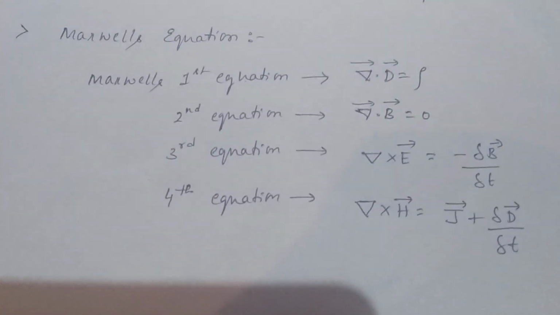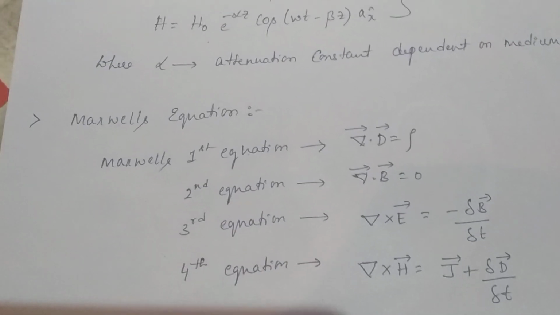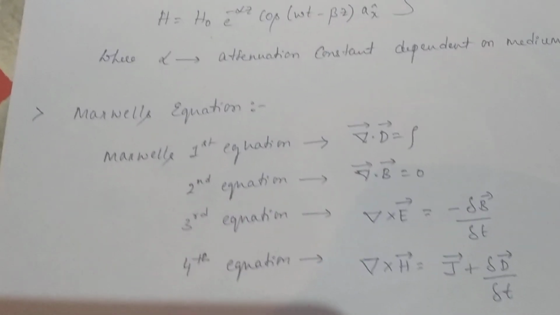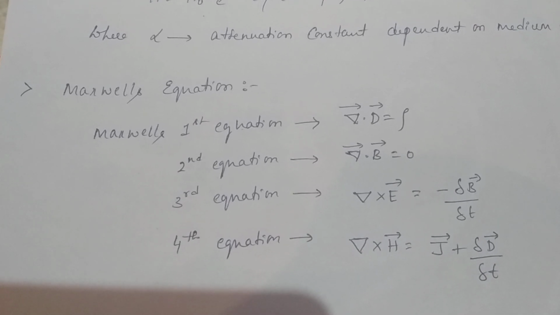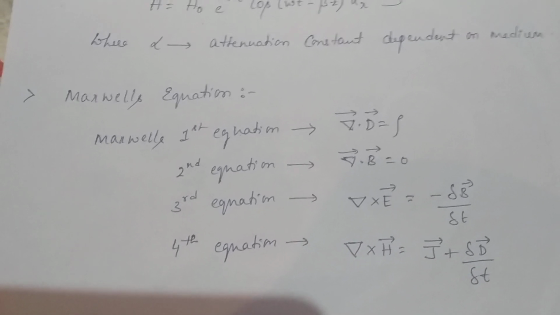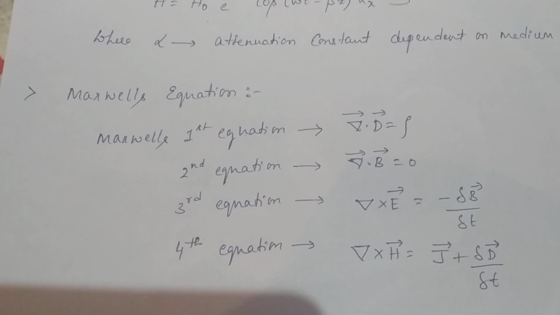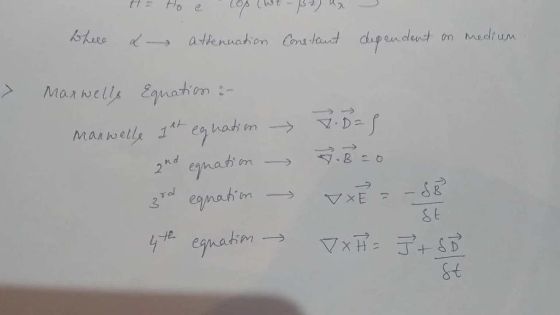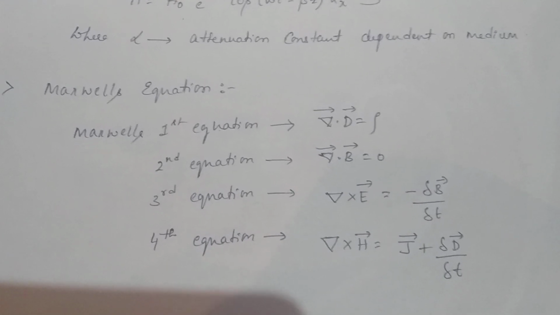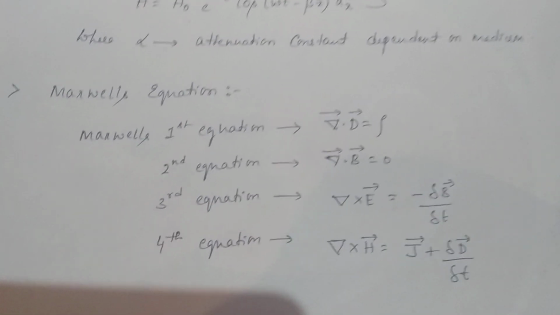So these are all the 4 Maxwell equations, which are very important because they explain complete electromagnetics. It is not that Maxwell discovered those equations. These equations were actually discovered by Gauss, Faraday and Ampere, but Maxwell worked on these equations and explained that these are the 4 equations on which complete electromagnetics is based.